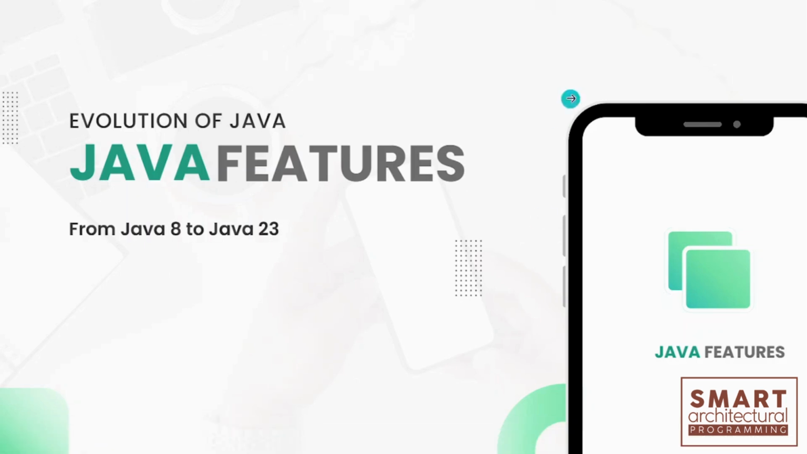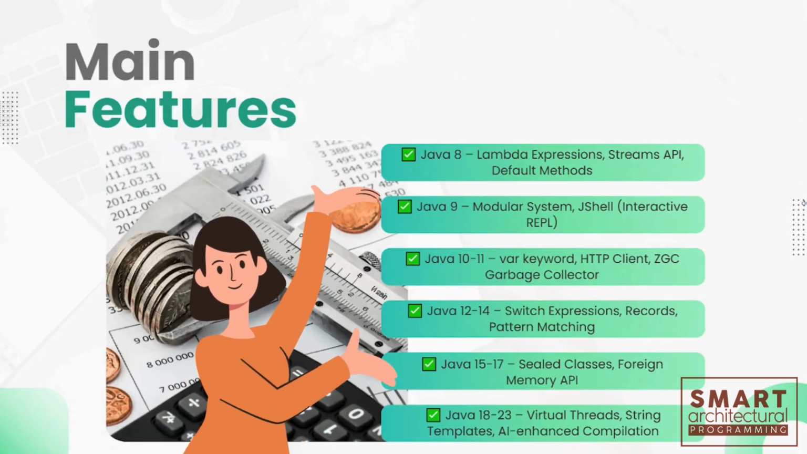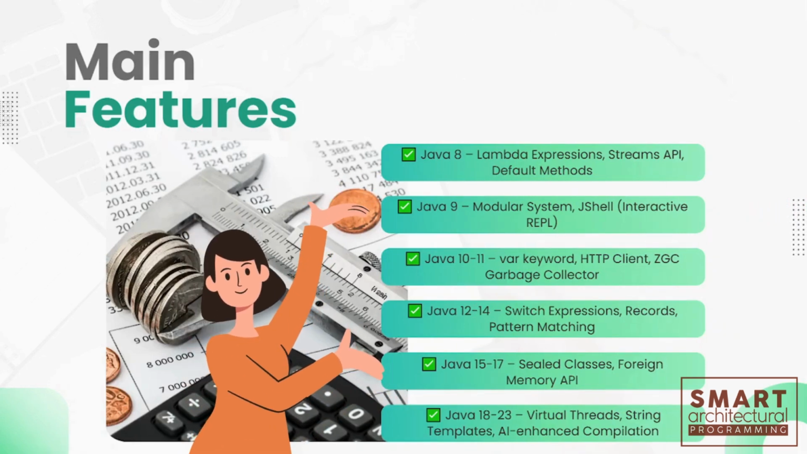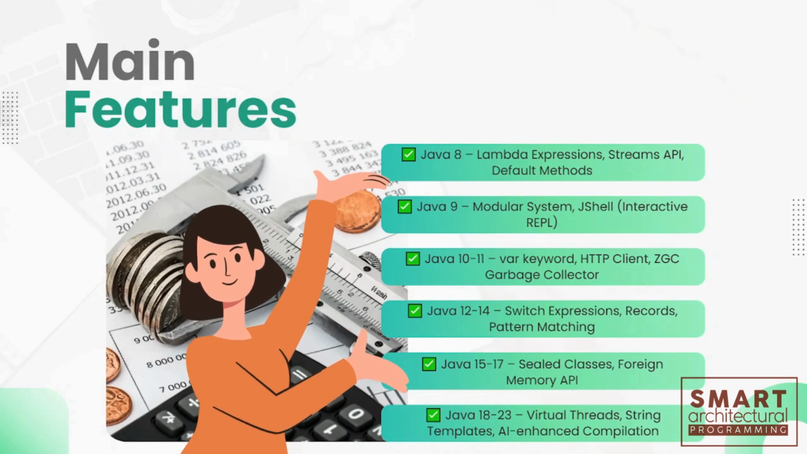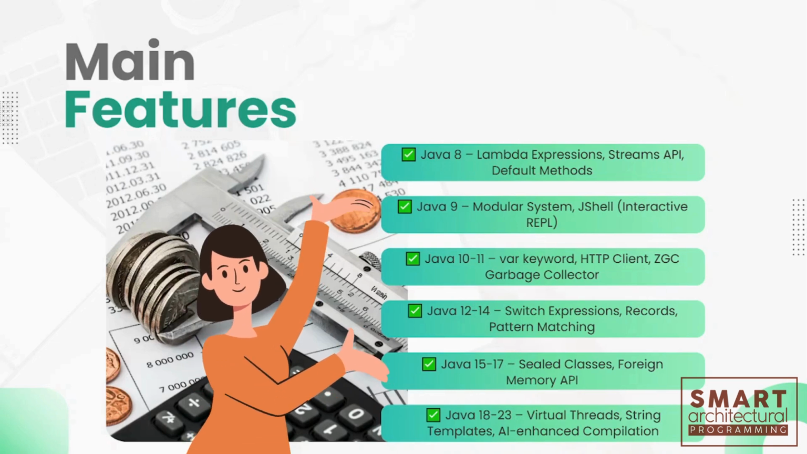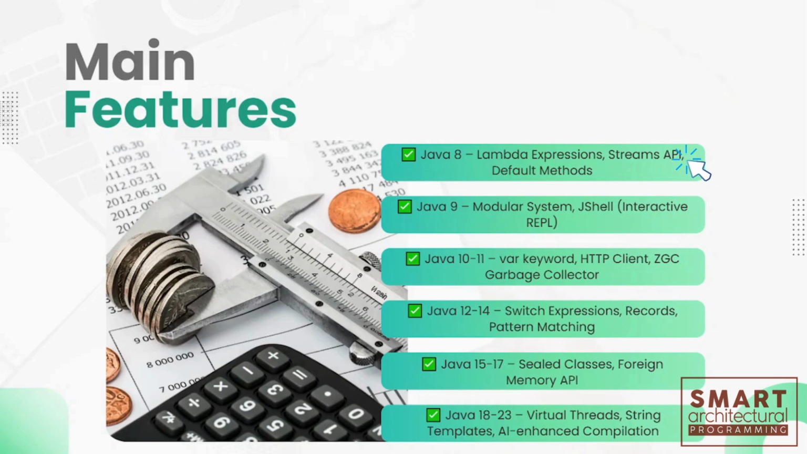So the first thing about Java we need to understand is basically what are the key main features Java has. Java constantly evolves to keep up with modern software development needs. So let's take a quick look at some of the most exciting features from Java 8 to Java 23. Java 8 introduced the Lambda functions, the Streams API, and default methods, as you can see on the screen.